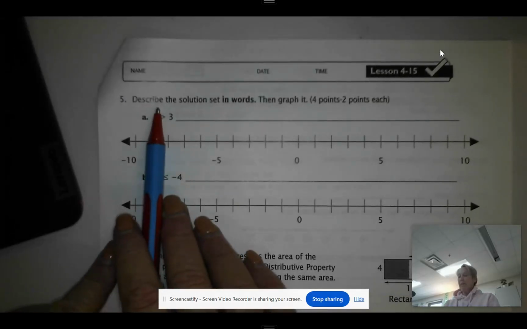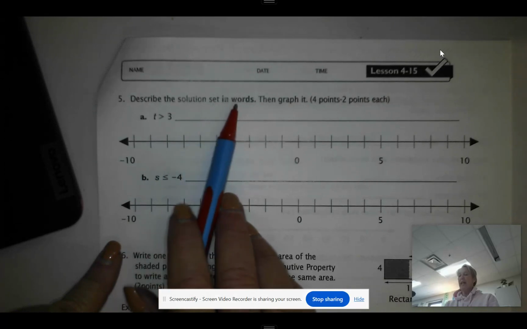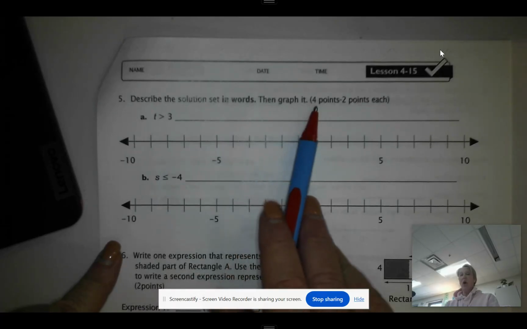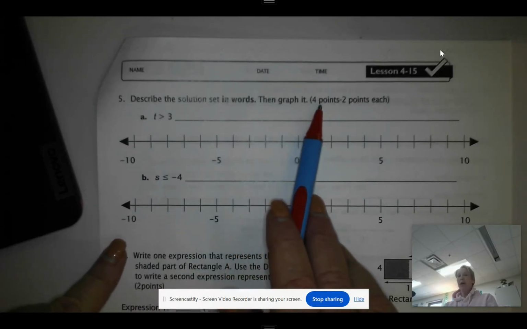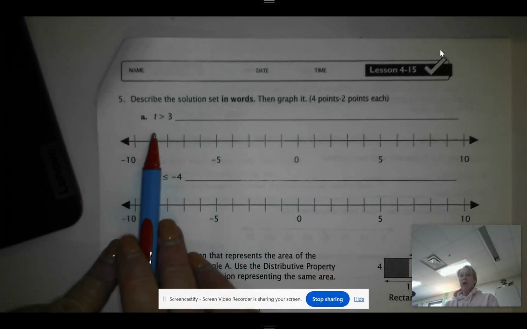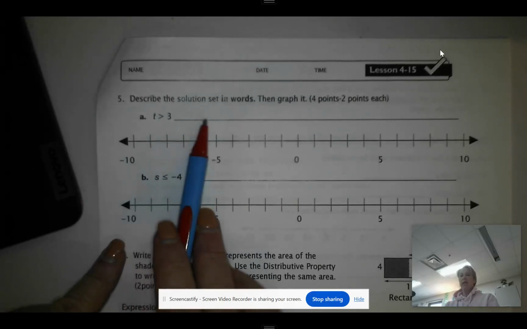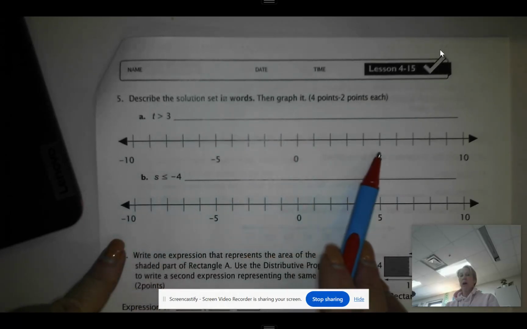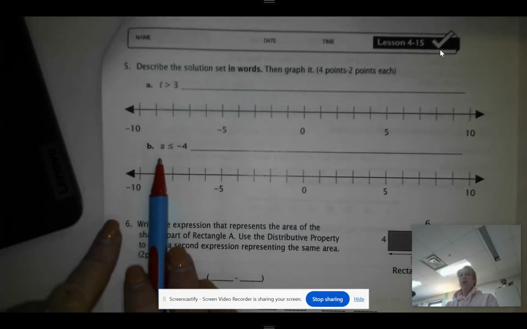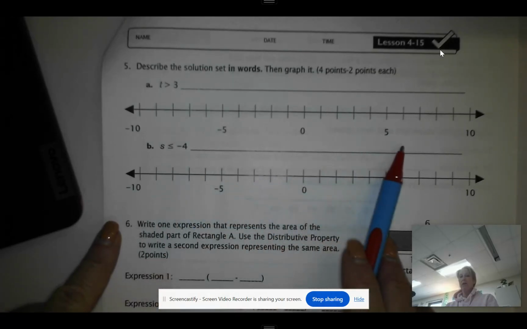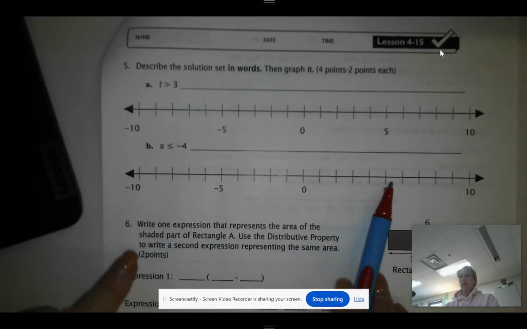Number 5, describe the solution set in words. Then graph it. All of 5A and B is worth 4 points, 2 points for each part. First one, all numbers greater than 3. Describe in words and draw the graph. Pause. B, all numbers less than or equal to -4. Describe in words and draw the graph. Pause.